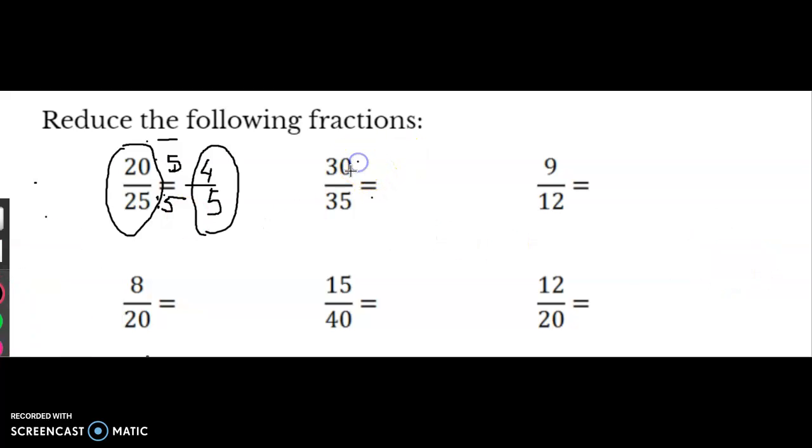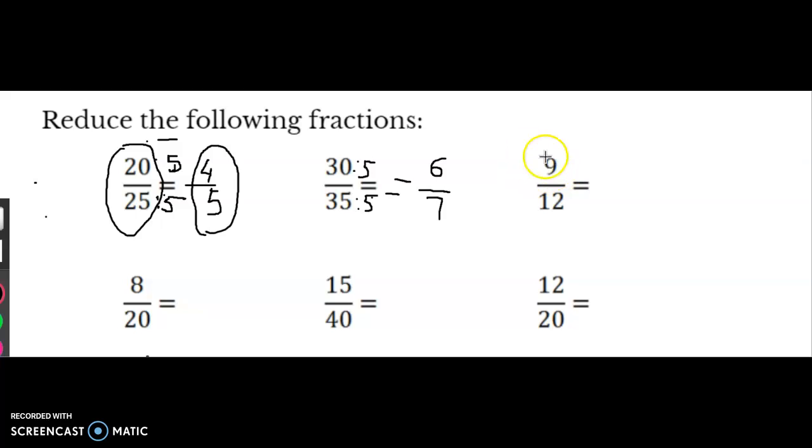So now let's divide the numerator and denominator by the greatest common factor that we found. So here 30 divided by 5 is 6, and 35 divided by 5 is 7. So 6 divided by 7 is the simplified form of 30 divided by 35. Alright.